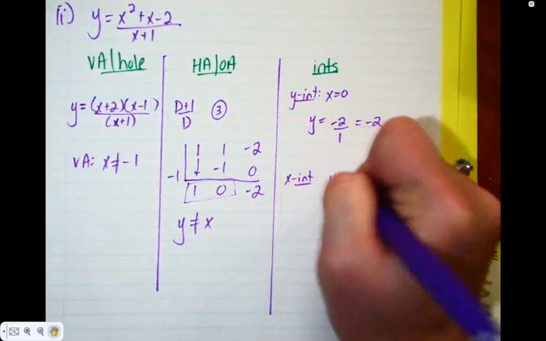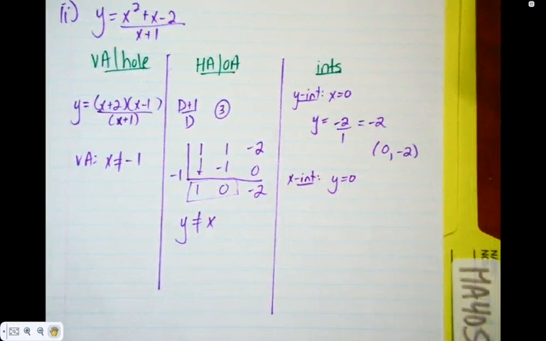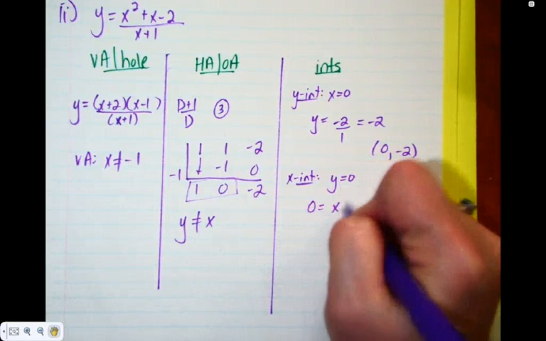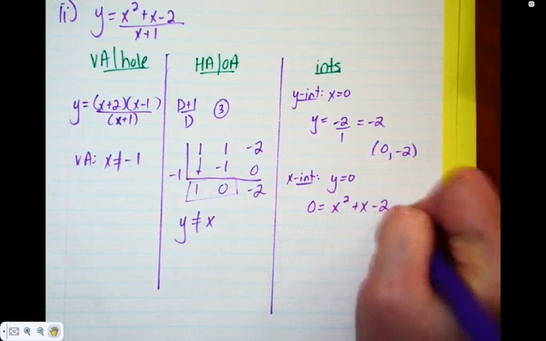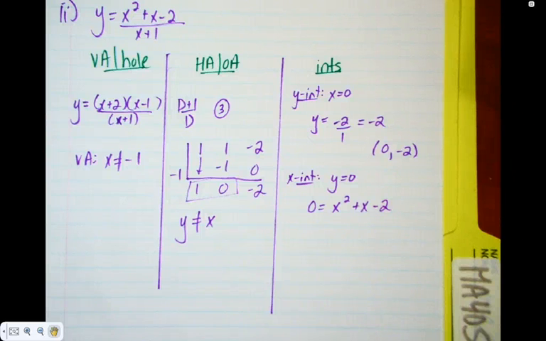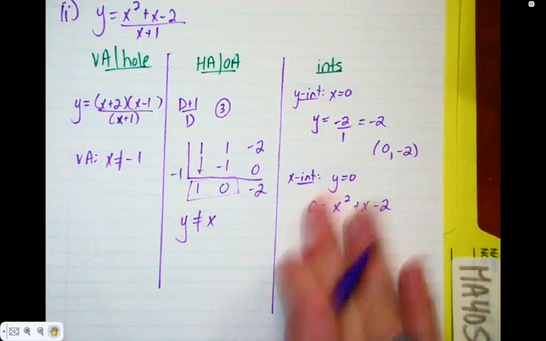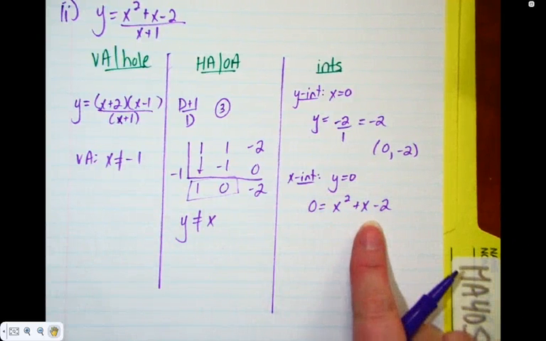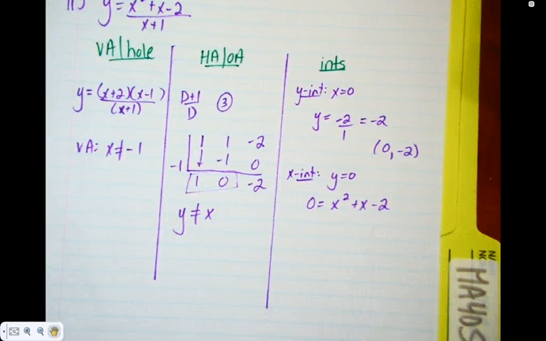X-intercepts. I completely ignore the denominator. Why? Because it's going to multiply over and become 0. So all you're really interested in is the numerator. It's quadratic. How many ways are there to solve a quadratic? There's 5. What's the first way?